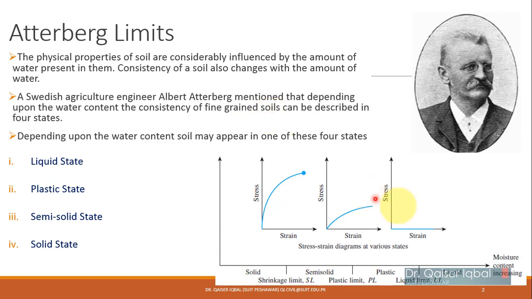So, as you know, if you add a lot of water to soil, the soil consistency will become zero or very, very little, which means that it will have very little to no resistance to deformation. So if we apply deformation, the resistance or shear strength offered by the soil in this case will be equal to zero. So your stress strain curve will be a flat line along the x-axis.